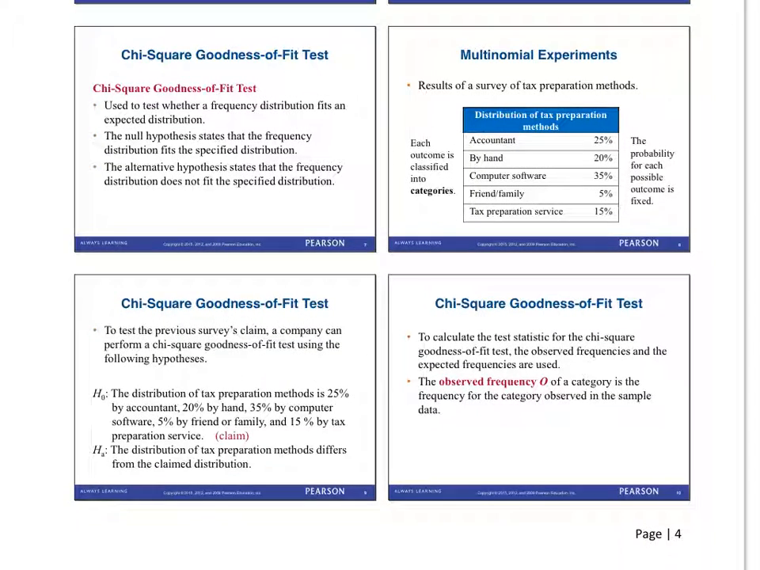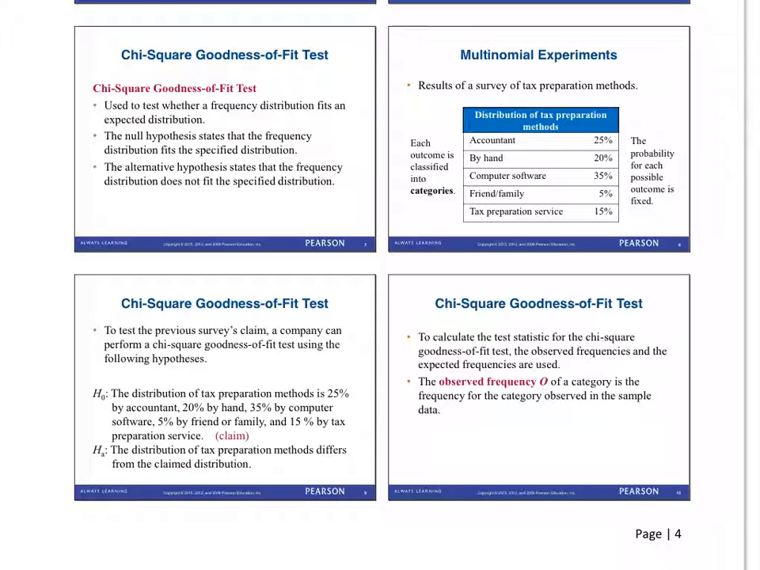So this chi-square goodness of fit test is going to be used to test if a frequency distribution fits some expected distribution. The null hypothesis is going to state that the frequencies are as specified in that distribution, while the alternative hypothesis states that the frequency distribution does not fit a specified distribution. So here we go. Imagine the tax preparation.